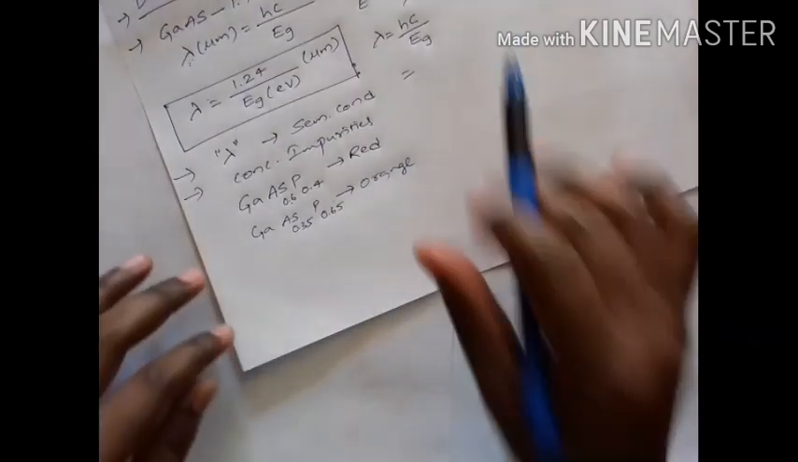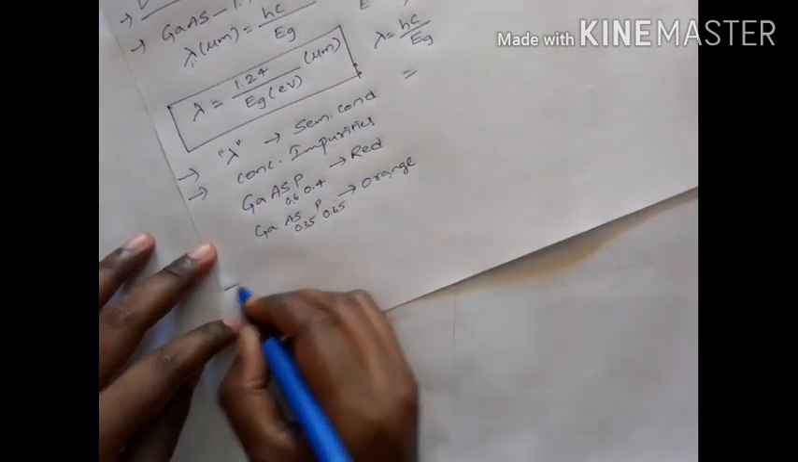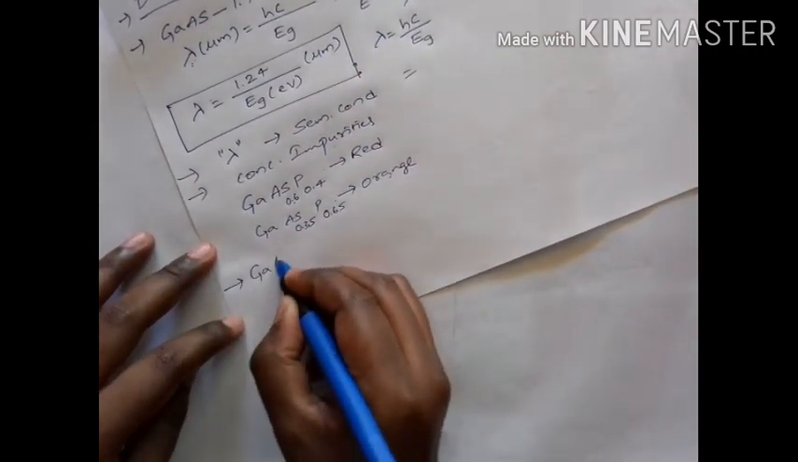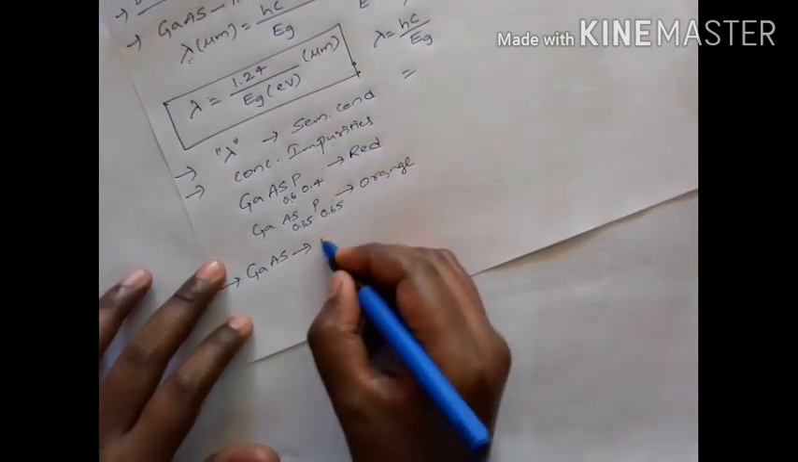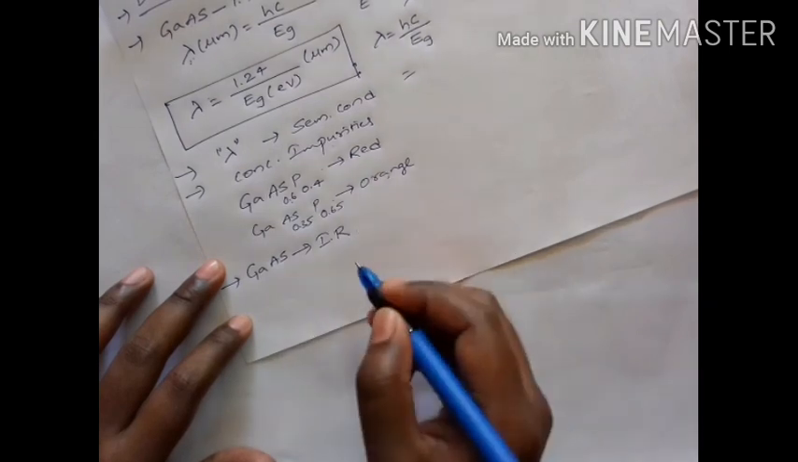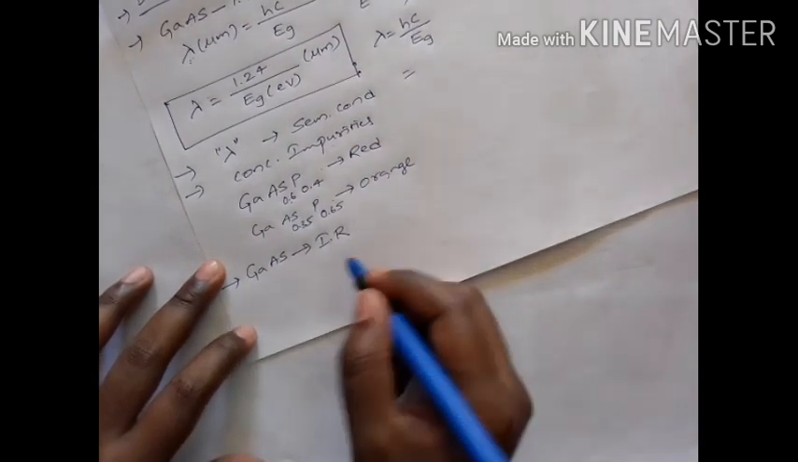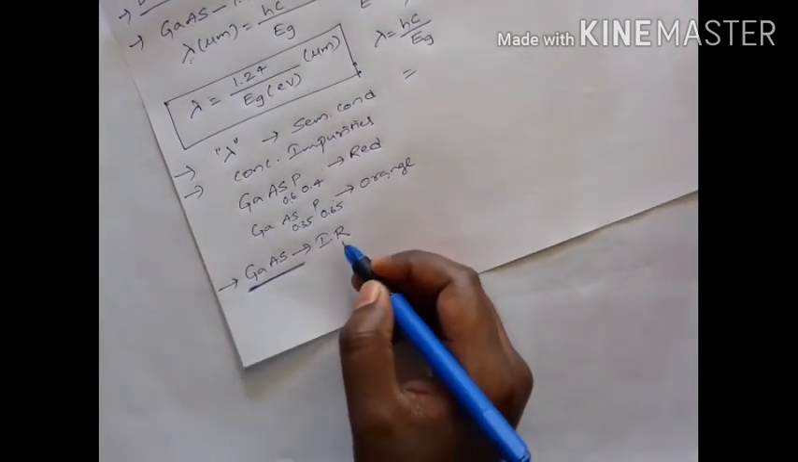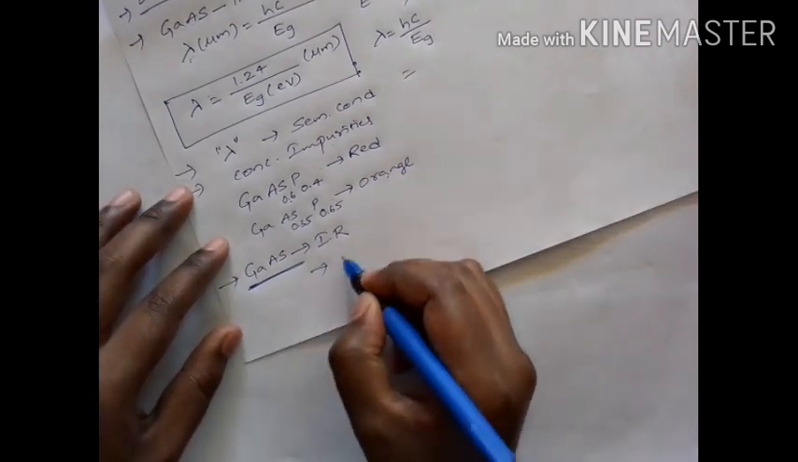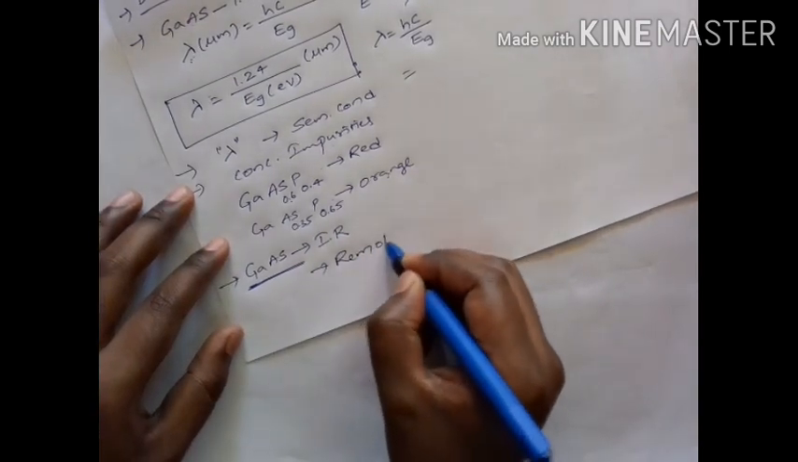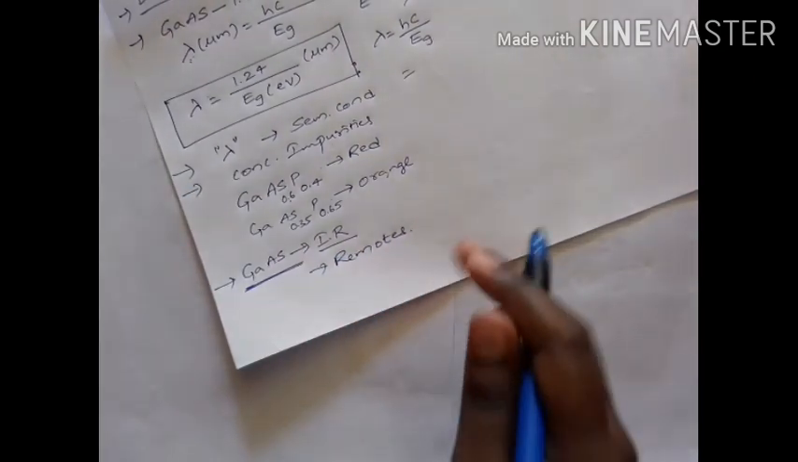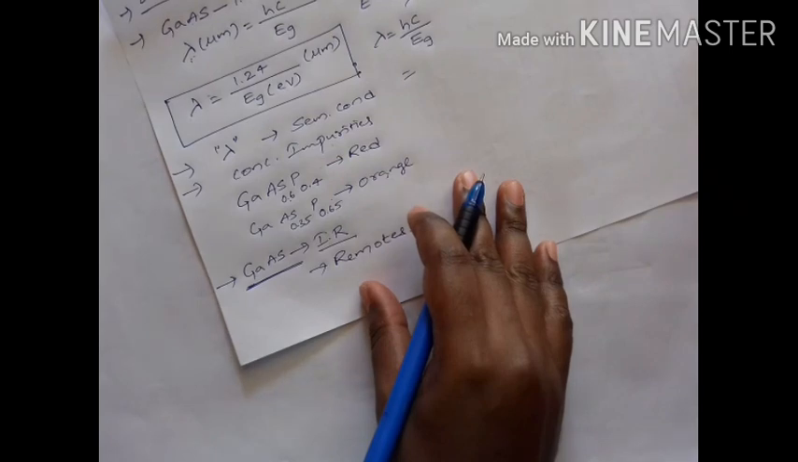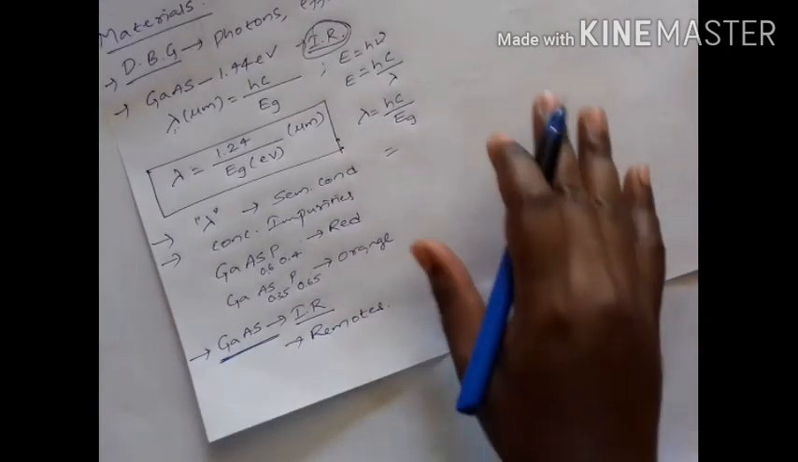And next, gallium arsenide is a very widely used semiconductor in LEDs, but it gives us radiation in the IR region of the electromagnetic spectrum, and this gallium arsenide is widely used in the fabrication of remotes. IR stands for infrared, and our eyes are not able to catch the wavelengths of IR radiation.